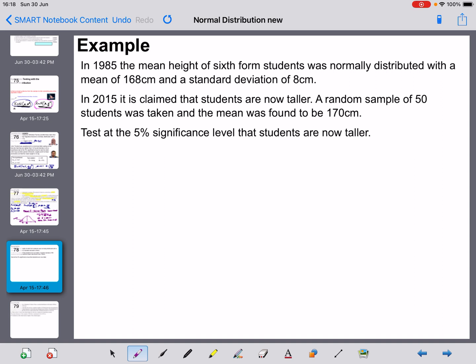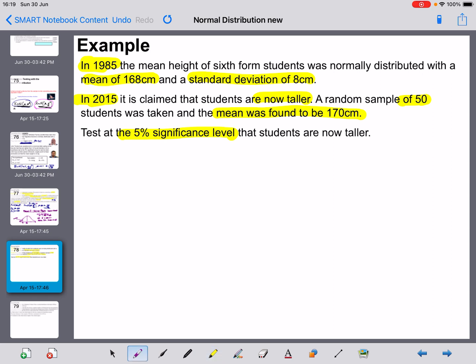In 1985, the mean height of sixth form students was normally distributed with a mean of 168 and a standard deviation of 8. So that's in 1985. In 2015, it is claimed that students are now taller. A random sample of 50 students was taken and the mean was found to be 170. Test at the 5% level of significance that students are now taller.